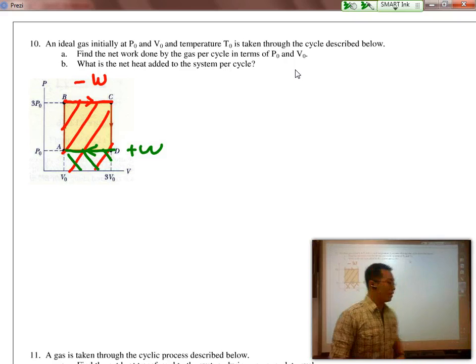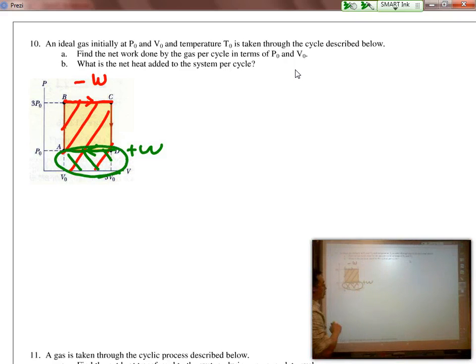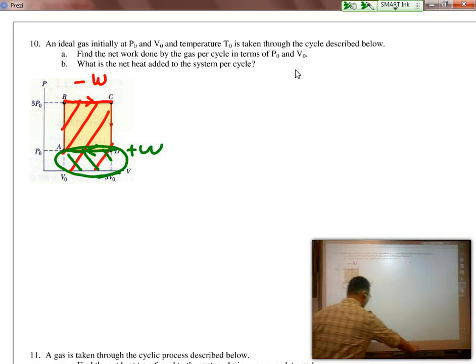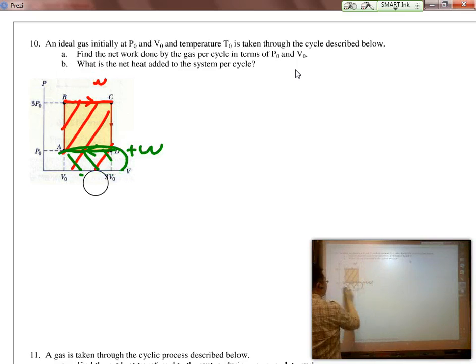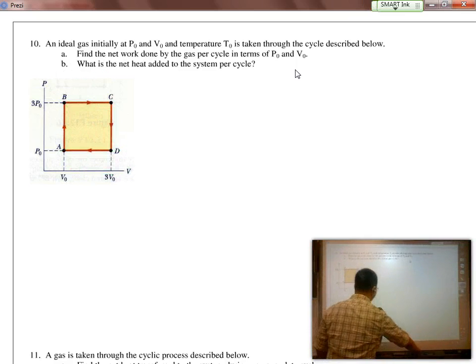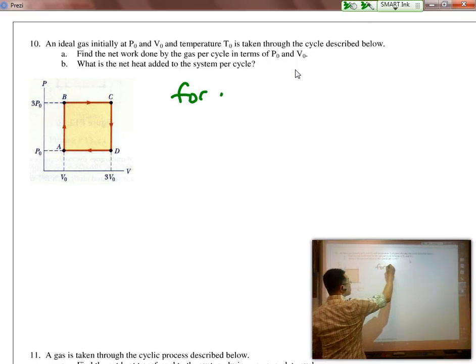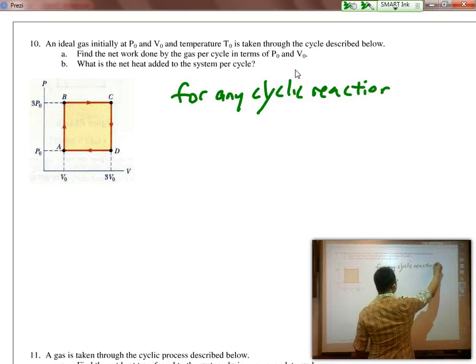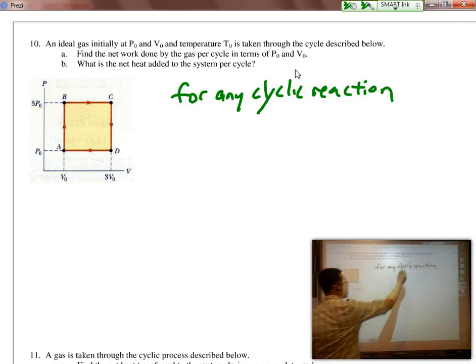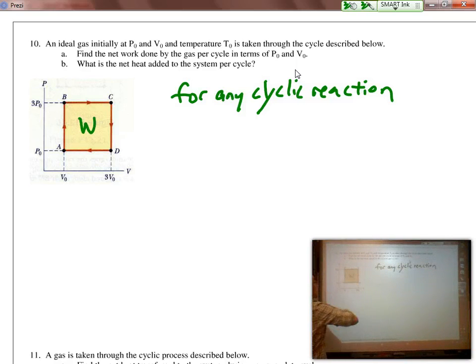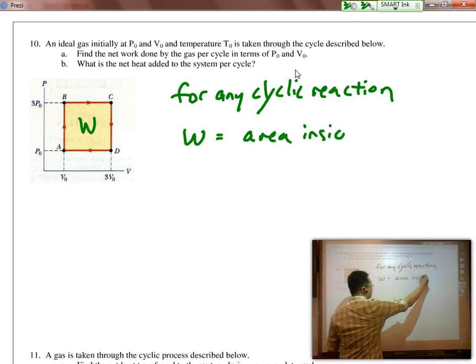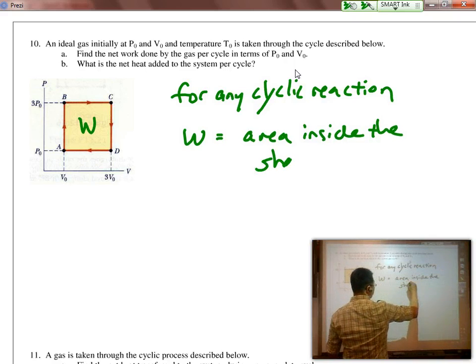You can see that in this portion over here, the positive work and the negative work cancel each other out. And because they cancel each other out, that means for any cyclic reaction, okay, for any cyclic reaction, the work is equal to the area inside the shape.